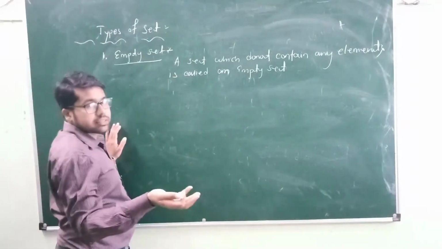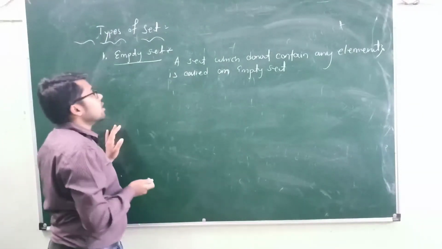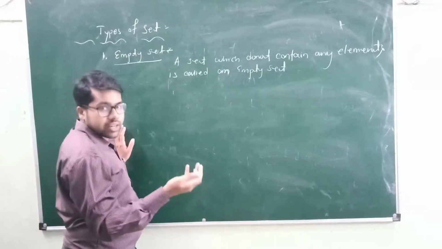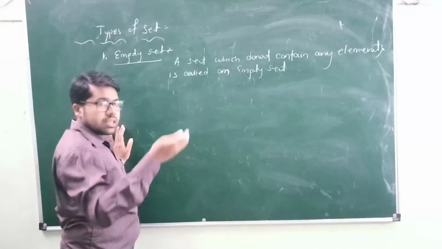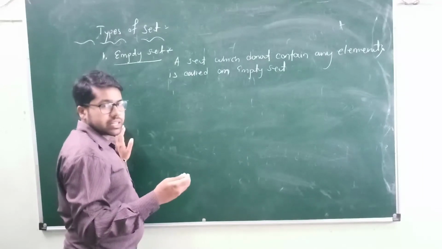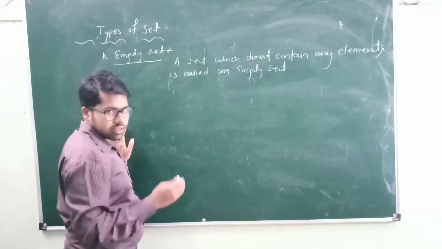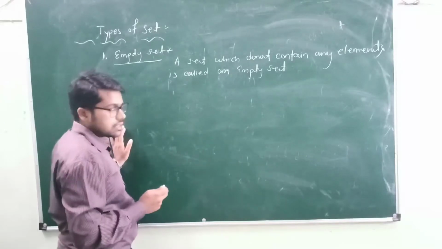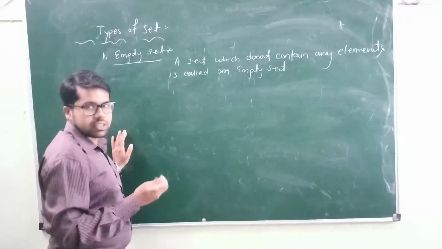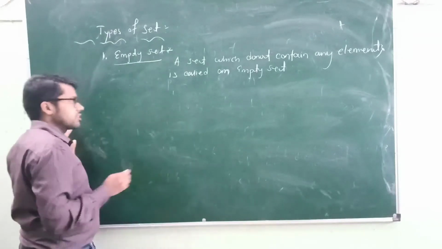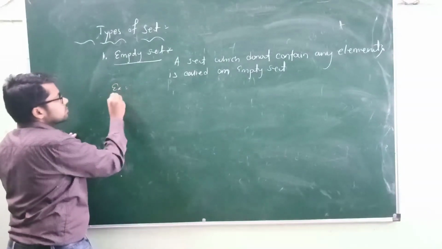For example, another example is the collection of all natural numbers less than 1. This is also an empty set because the natural number set contains the elements that are greater than or equal to 1, that is 1, 2, 3, 4 and so on. So the natural number set doesn't contain any number which is less than 1. That's why this set is again an empty set. So let me write the set.